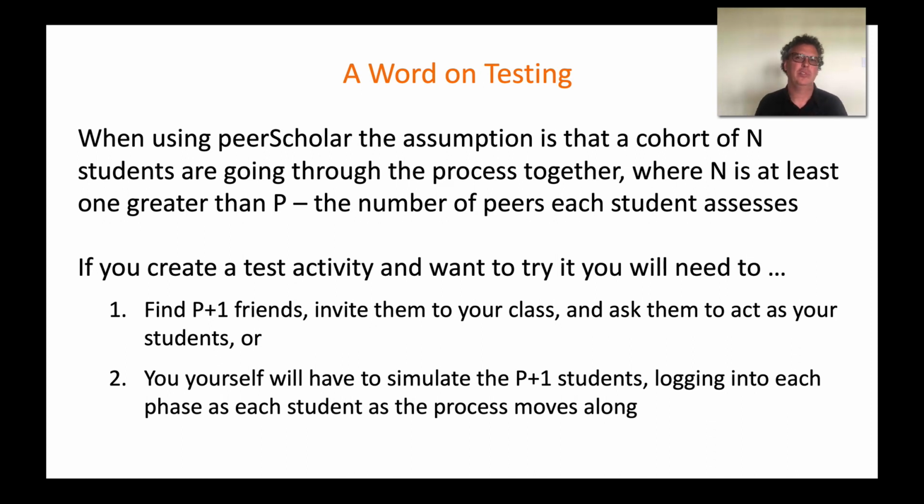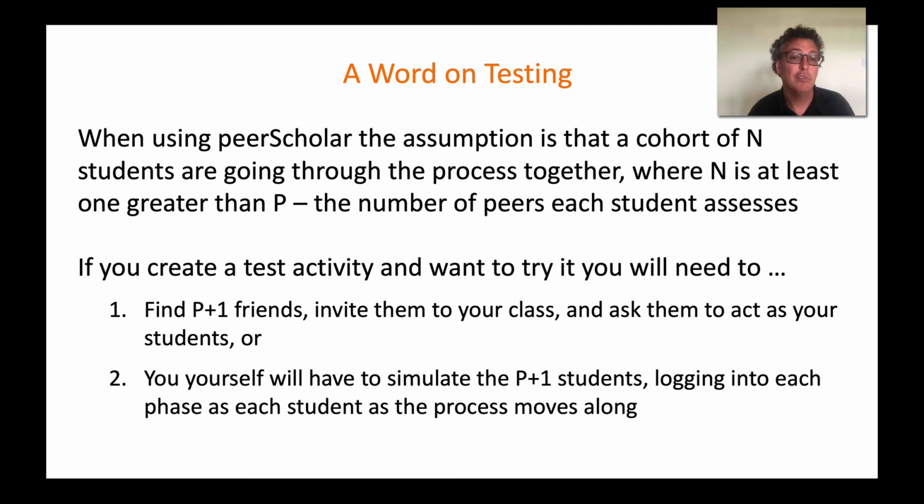So the assumption with peerScholar is that you have this cohort of students going through. And so let's say we have 10 students going through. That number has to be bigger than the number of peers you're asking each student to assess. And as long as that's true, everything will work fine. But when you're testing it, this causes a little bit of annoyance because you've set it all up, and let's say you've set the peers to 4, just like we did. And so now you want to try it out. Well, you're going to need 5 people to submit something and create, and then 5 people to assess, and then 5 people to do the reflect phase.